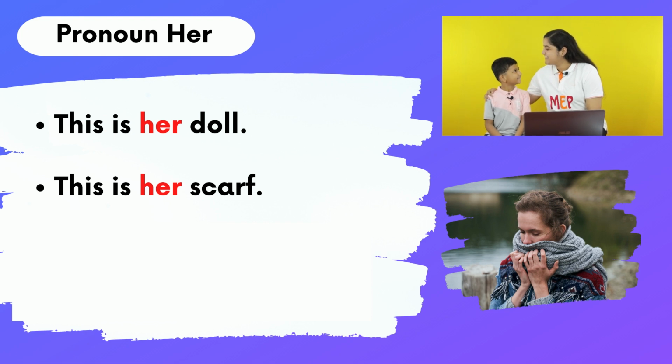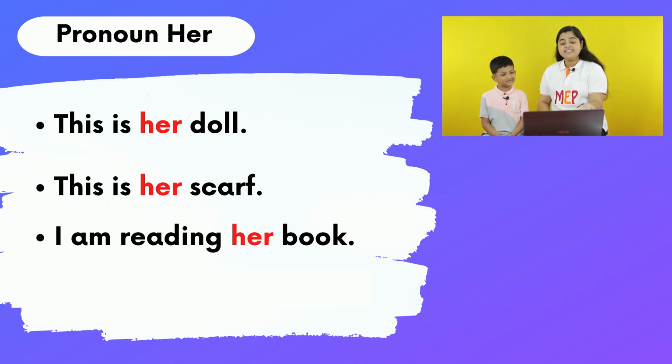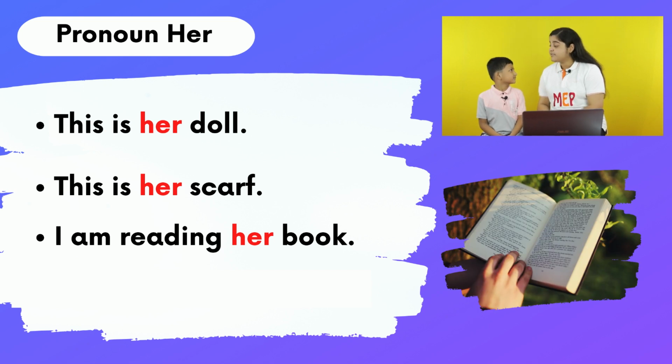That's right. So Rudy, our last example is, I am reading her book. So can you identify the possessive adjective in this sentence? Her. Correct, because it denotes that the book belongs to third person. Now we are talking about singular or plural? Singular. Feminine or masculine? Feminine. Correct.